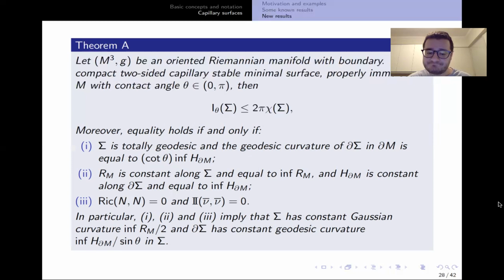And in particular, items 1, 2, and 3 imply that sigma has constant Gaussian curvature, of course, because of item 2. The boundary of sigma has constant geodesic curvature equal to that infimum over sine of theta. So this is a generalization of that result by Lucas Ambrosio for free boundary stable minimal surfaces. And so surfaces which satisfy 1, 2, and 3, we'll call them, following Ambrosio's work, infinitesimally rigid minimal surfaces.